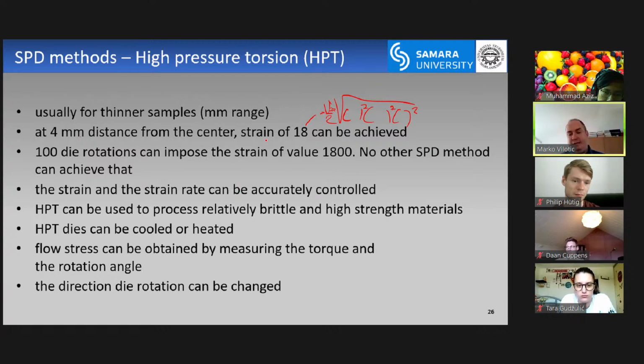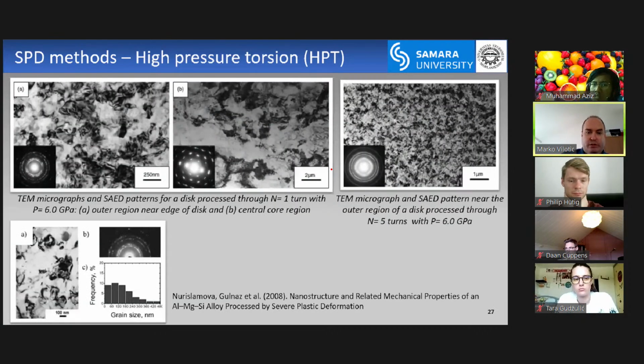The disadvantage is that the samples are thin. And the strain distribution is not even, it's not equal, so that's not a good thing. You can also cool the dies, you can warm the dies, you can do whatever you want.